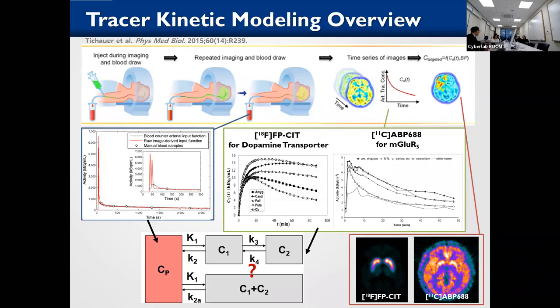Would the K1, K2 parameters be altered? Yeah, so K1, K2 belong to the system, which is our body. So we assume that they are not changed during the scan duration. K1, K2 is not changeable. So they are a fixed system.